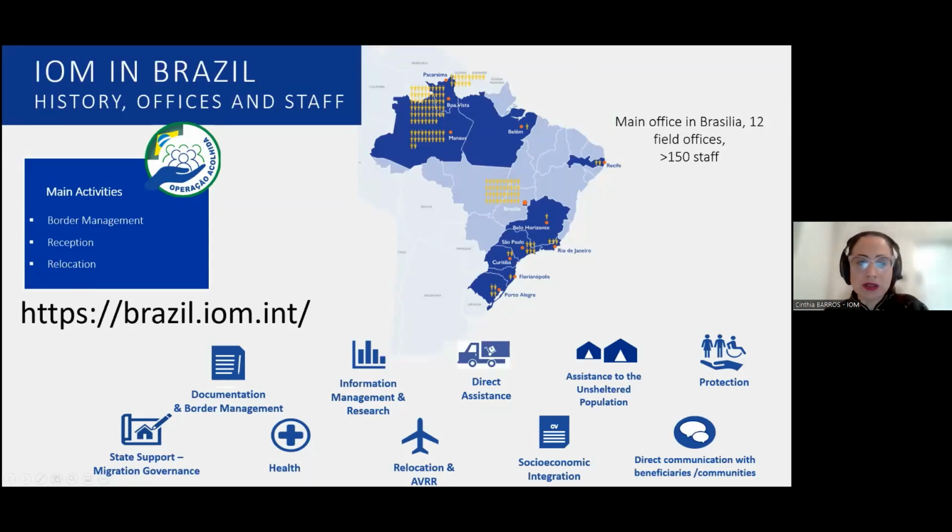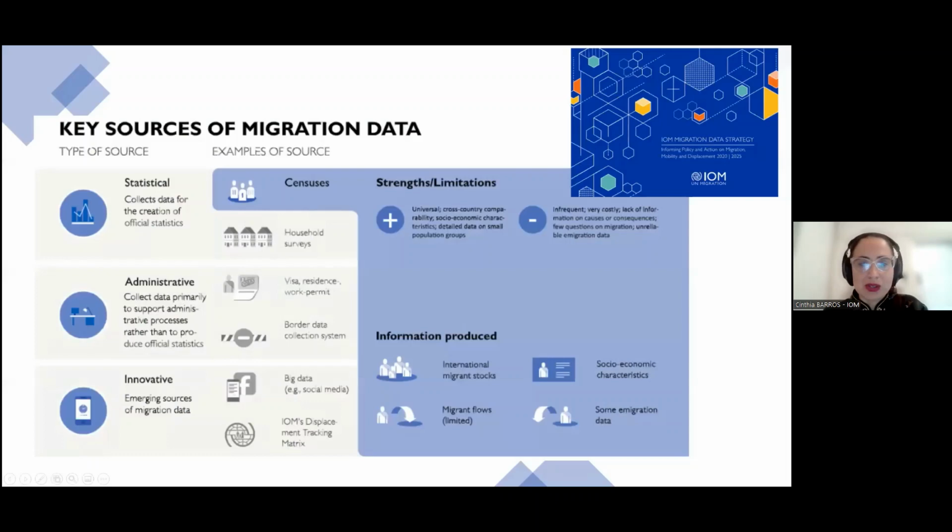But IOM is a global reference in the production of migration statistics. That's why I'm here. So we have a global policy for producing information, the IOM Migration Data Strategy, which points us to the three main types of sources of information: statistical, administrative, and innovative.